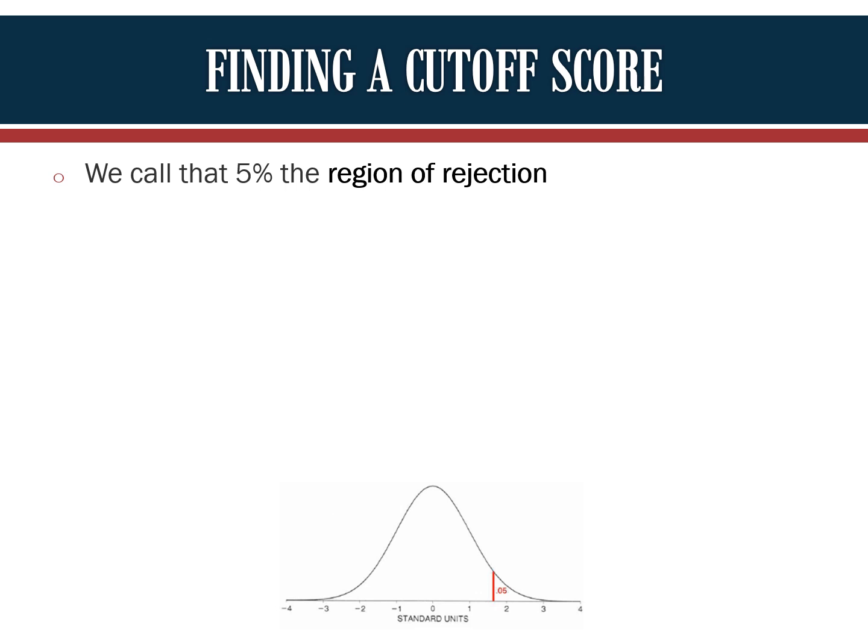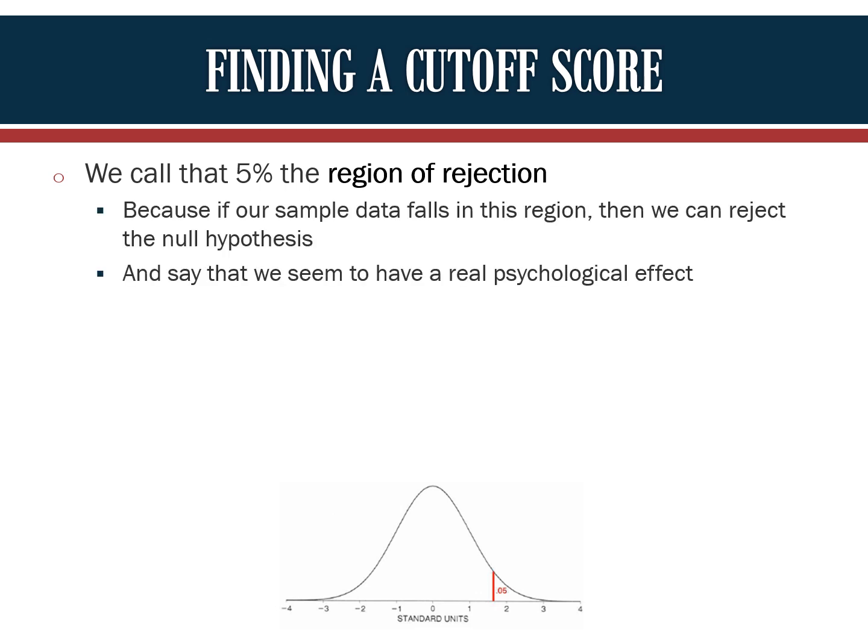Now we call that 5% the region of rejection. So we said that a minute ago. Let's revisit this idea of the region of rejection and talk about what this means. If our sample data falls in this region, that means that we can reject the null hypothesis and say that we do indeed seem to have a real psychological effect. That's why we call this 5% the region of rejection.